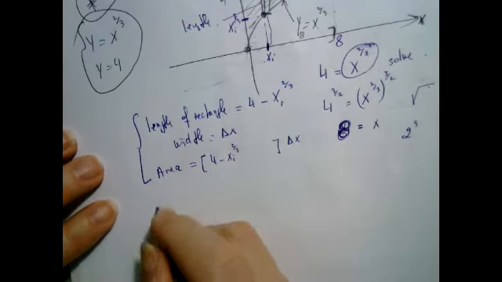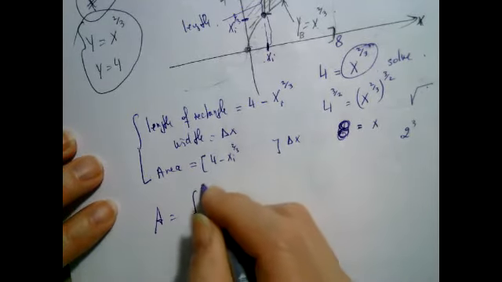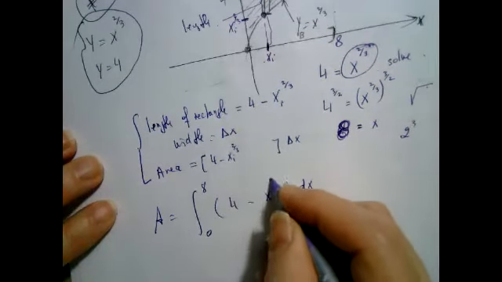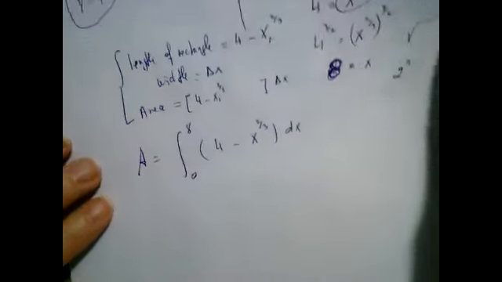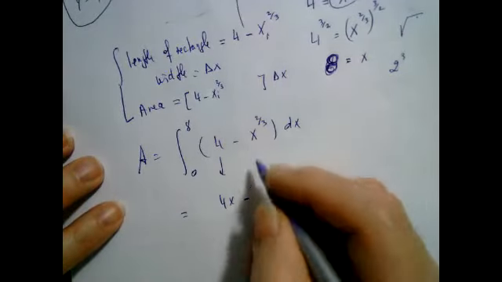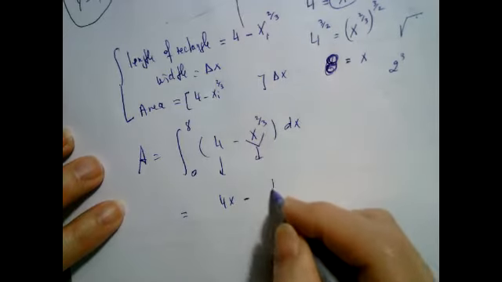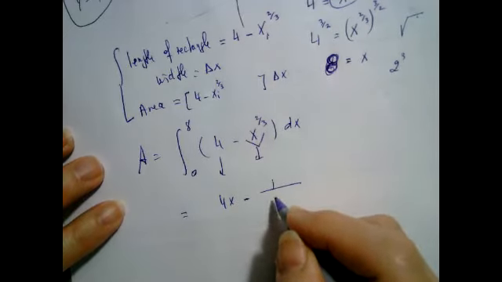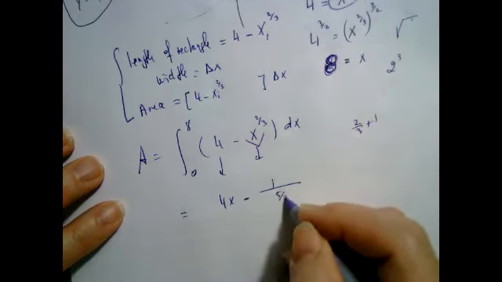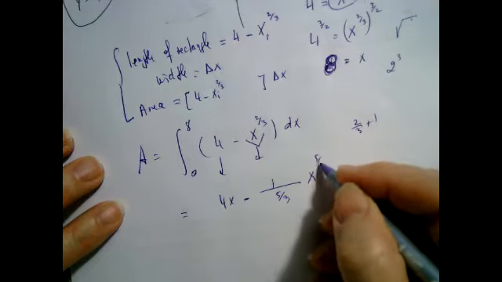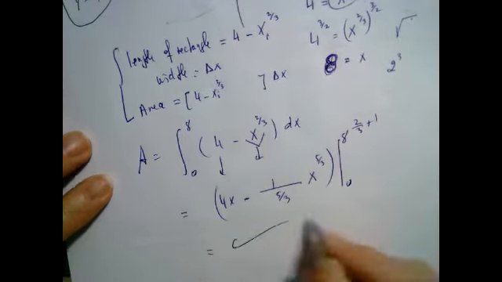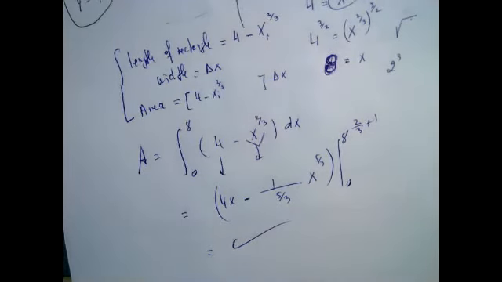That's the length times the width, and the total area is the integral from 0 to 8 of 4 minus x to the power 2/3. The rest is very simple. Antiderivative of this is 4x. Antiderivative is 1 over 2/3 plus 1, which is going to give me 5/3, x to the power 5/3, between 0 and 8. You finish the problem. It's simple at this stage.